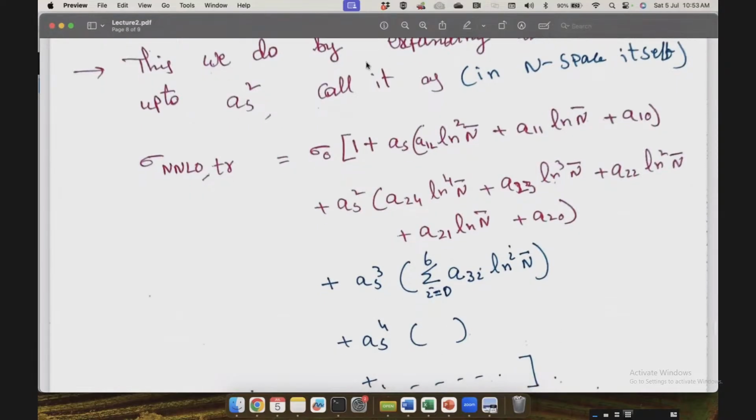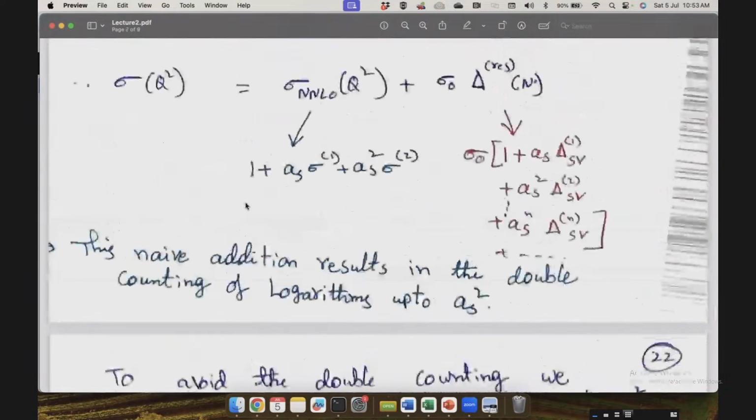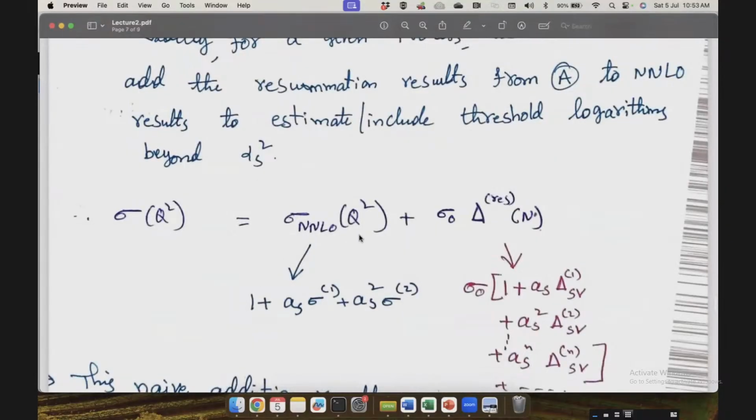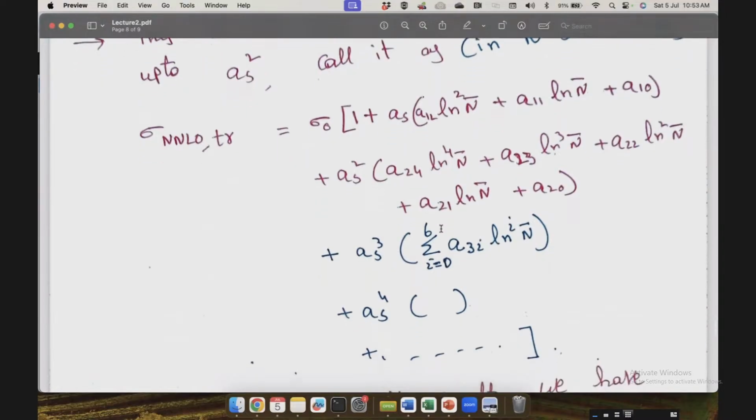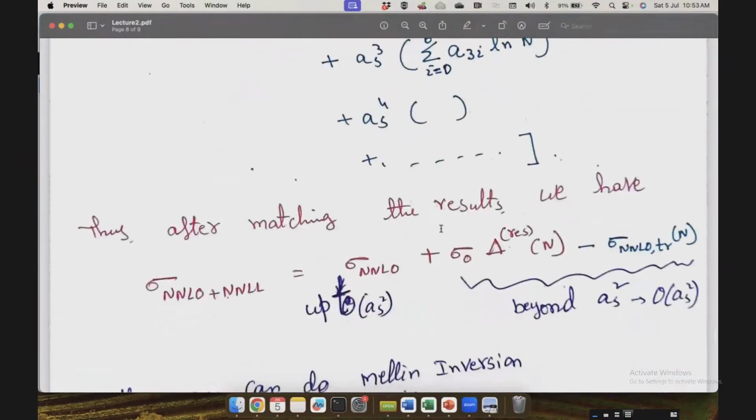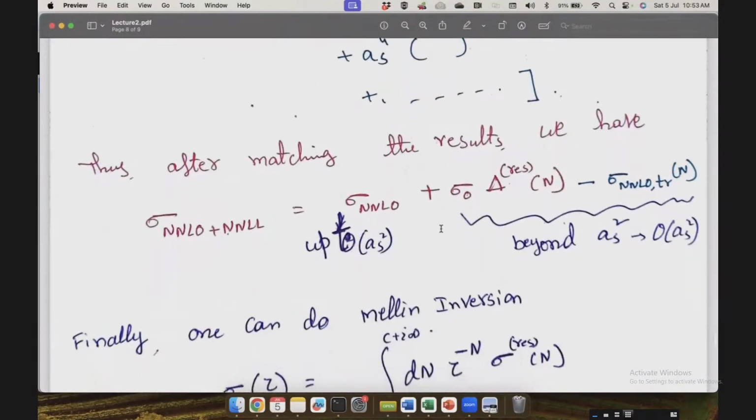This is what the resummation formula expanded and truncated to a given order means. To what order you truncate depends on to what fixed order results you are adding the resummation results. In this case, I am simply adding to the NNLO fixed order results. I expand the resummation formula up to alpha s square level, and then I add it in the matching procedure. So this is exactly what happens.